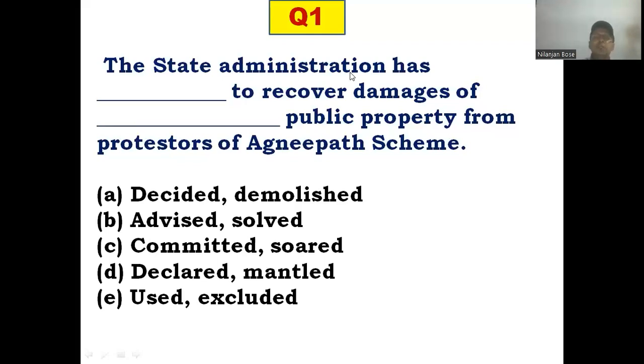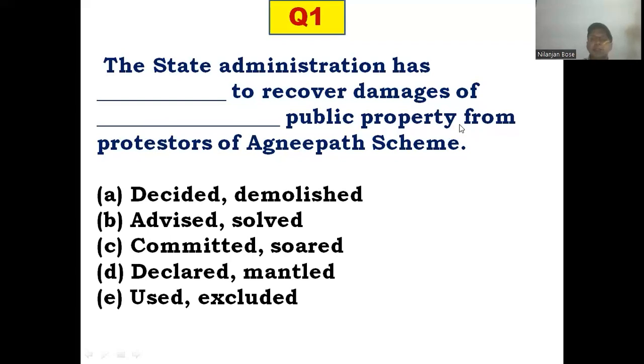What kind of decision? To recover damages. Something has been damaged and the talk is about recovering it. A dash public property from protesters of the Agnipath scheme. Basically, the highlighting word here is damages. So damages of dash public property. Now if something has been damaged, it means the second part will be a negative word. Going to the options, in the first option, the second word is demolished. It can be placed over there. Solved, it doesn't have any connection with the blank.